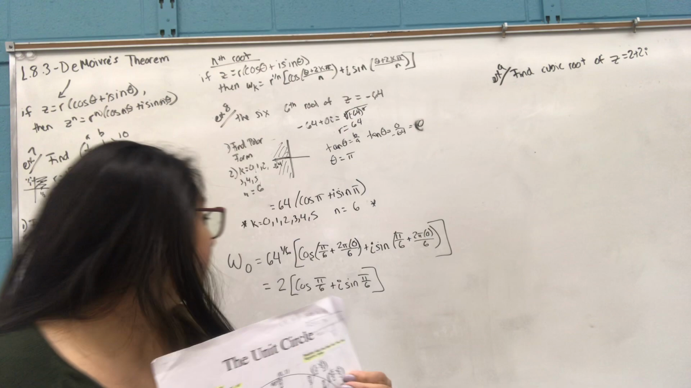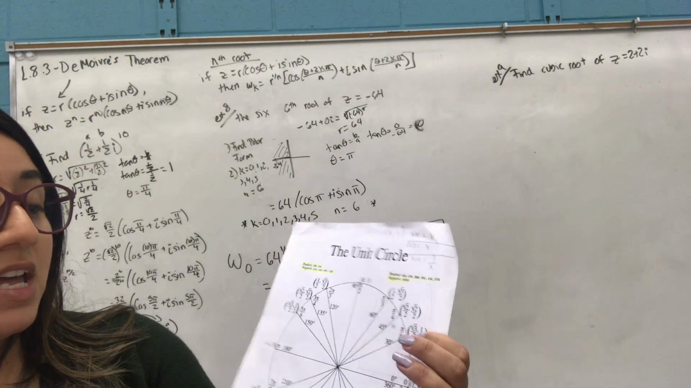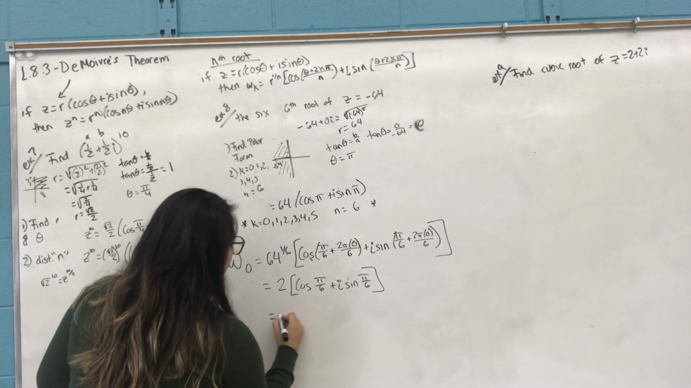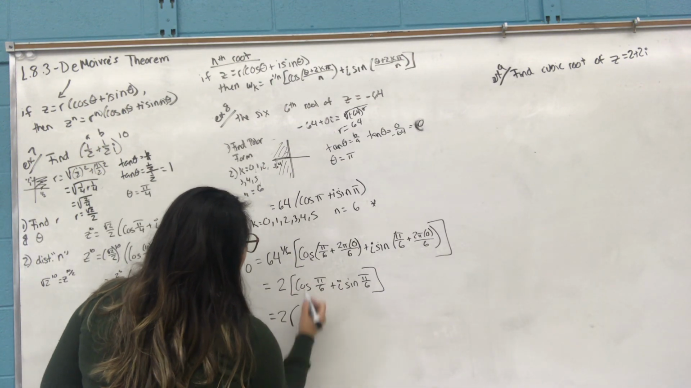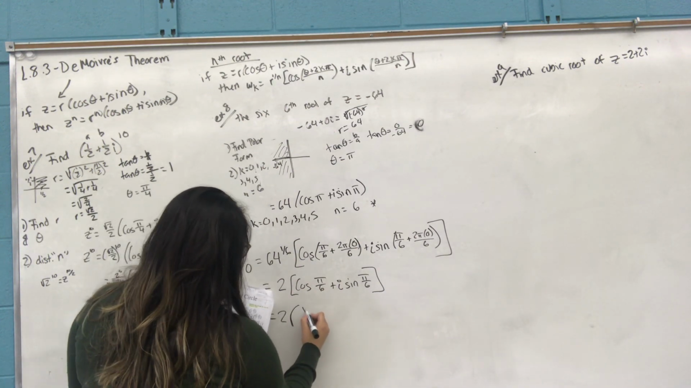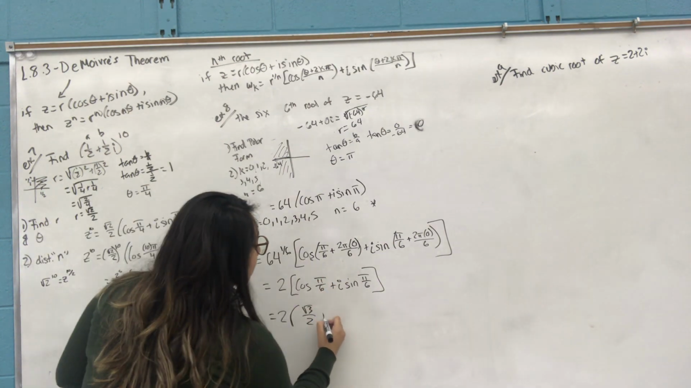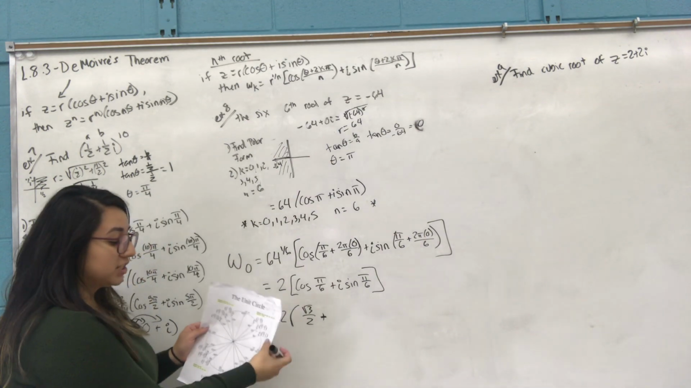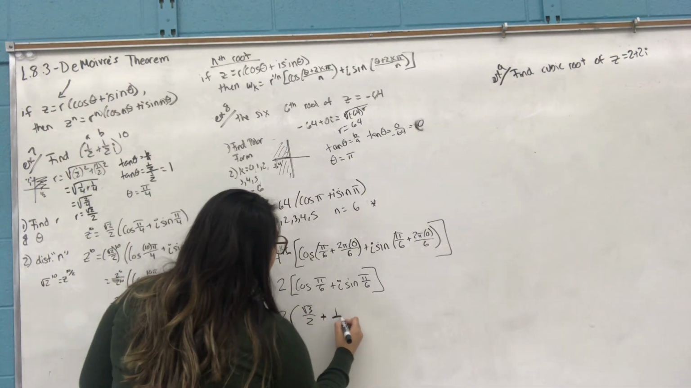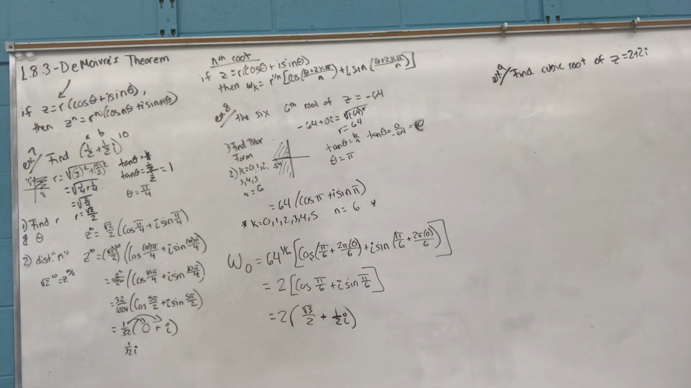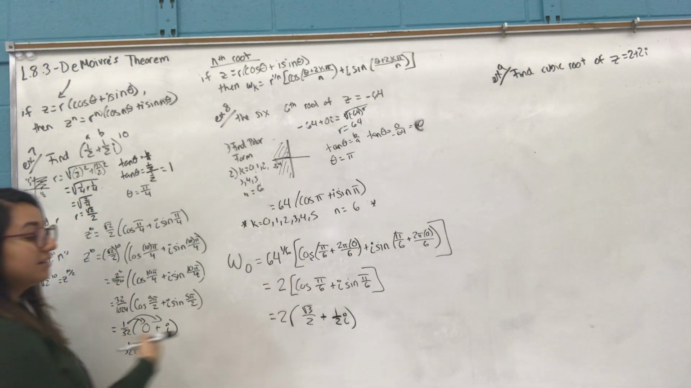So the cosine of radians over 6 is radical 3 over 2. So now I'm going to do 2 times the cosine radians over 6, which is radical 3 over 2. Again, look at your chart, and you have it here. Plus, the sine of radians over 6, remember that's a y-coordinate, I got 1/2, and I have to include my i there because it's complex numbers. And when I simplify that, I have this here.